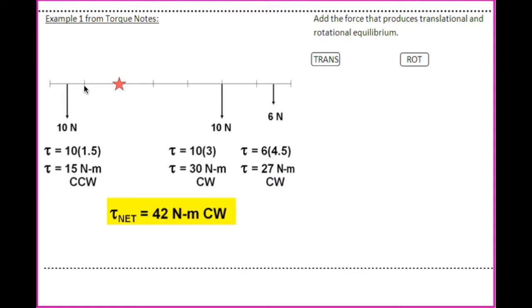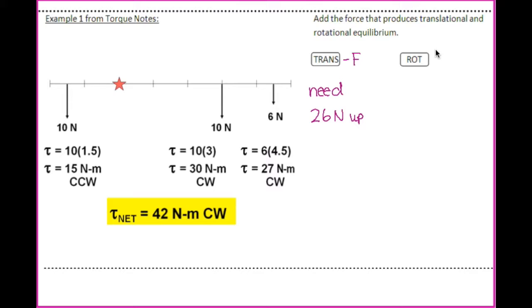So this whole thing actually, you can tell, would have been accelerating down. If there weren't any forces up and these were the only forces on this bar, it would have been accelerating down. So if we want translational equilibrium, that means we need the forces to cancel out. You can tell I have 10, 10, and 6. I have 26 newtons down. So to make translational equilibrium, I would need 26 newtons up. That's how I like to write it. I like to write what you need, so it's really clear this is what I need to add. I'm not going to write that the net force is 26 down. I'm going to write that I need 26 up.